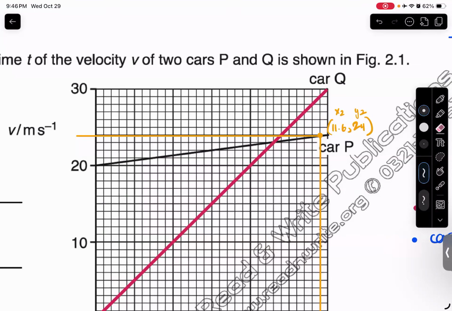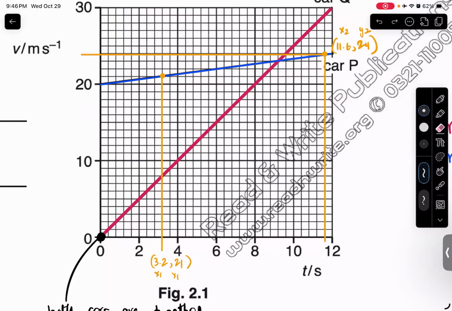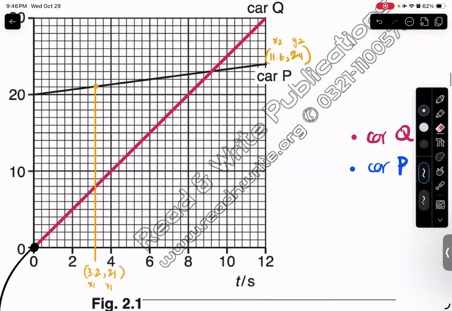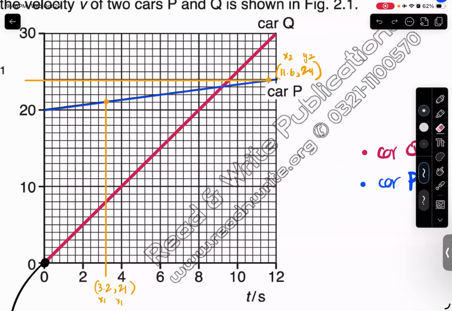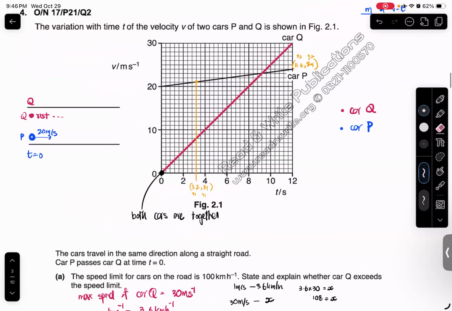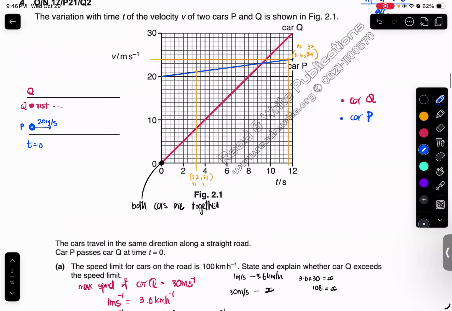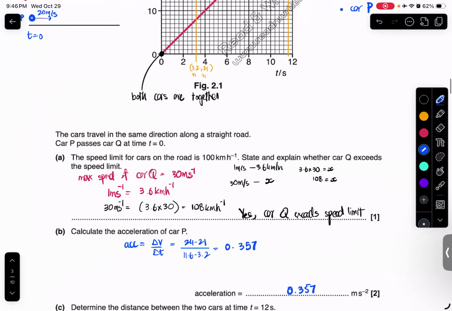This is 21. That's 3.2 and 21. Yes. And this line is going to be 11.6 and 24. Yes, seems about right. So we got our answer to be 0.357 meters per second squared. We've calculated the acceleration of car P.